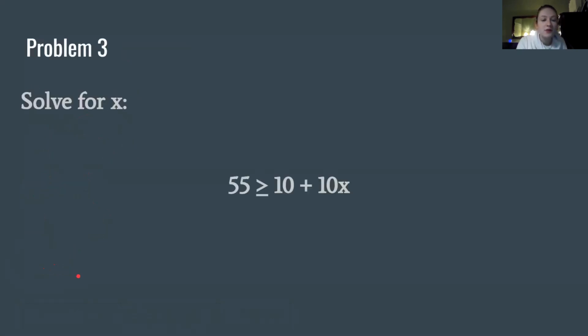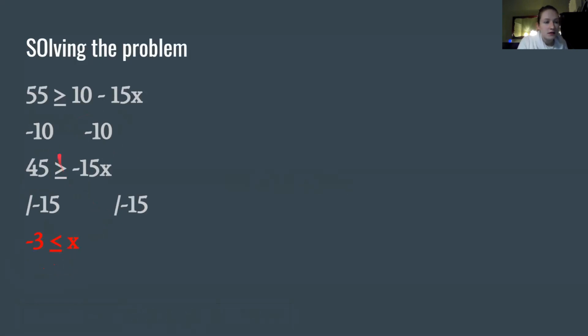And our last final problem. Here you want to subtract 10 on both sides. So 55 minus 10 is 45, and then 10 minus 10 is just canceled out. Then we're left with negative 15 on this side. Now we have to divide both sides by negative 15 to get the x alone.